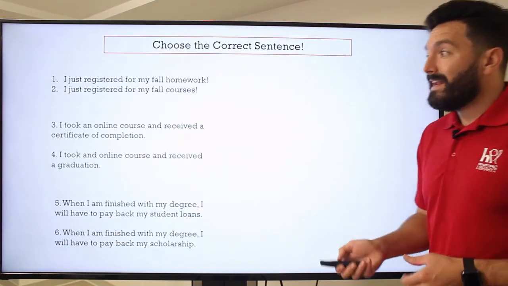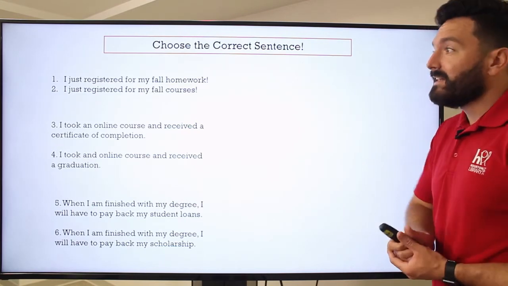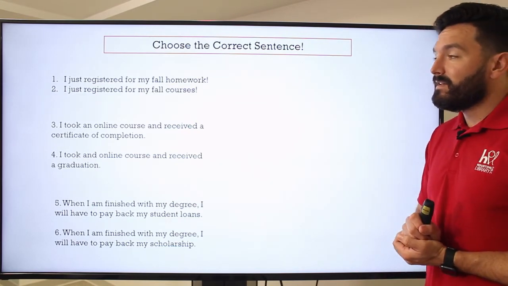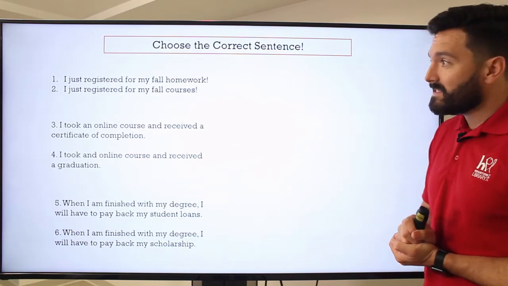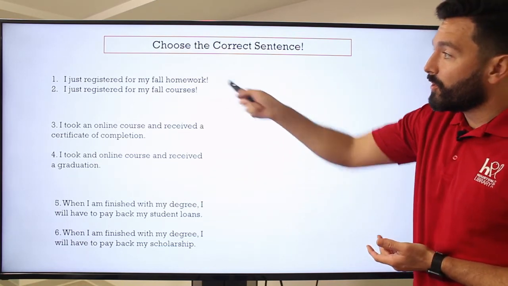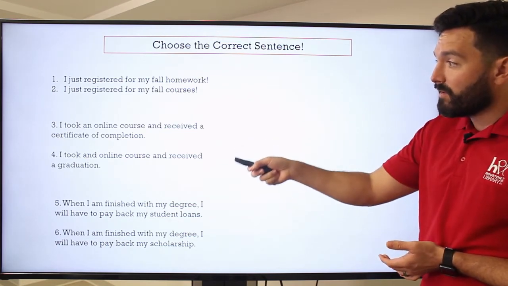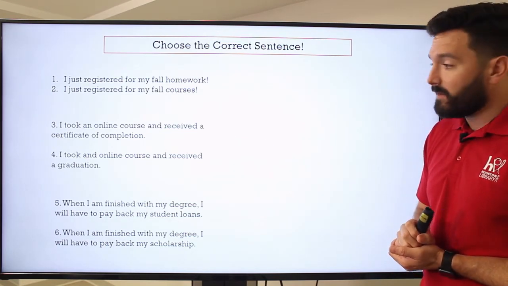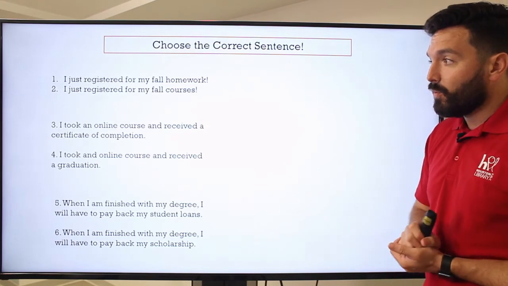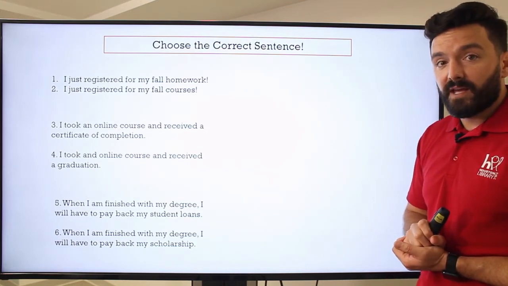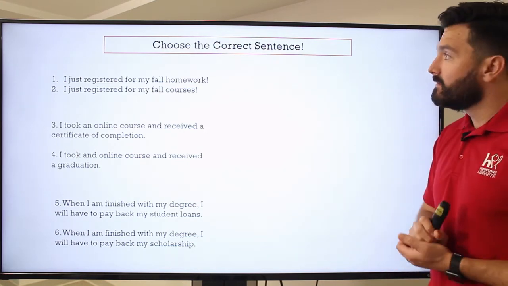So now that we've looked at all those vocabulary terms, let's try to select the correct sentence that we see up here. From 1 or 2, which one is correct, using the correct vocabulary, 3 or 4, which is using the correct vocabulary, and 5 or 6, which is using the correct vocabulary. I'll give you a moment, go ahead.